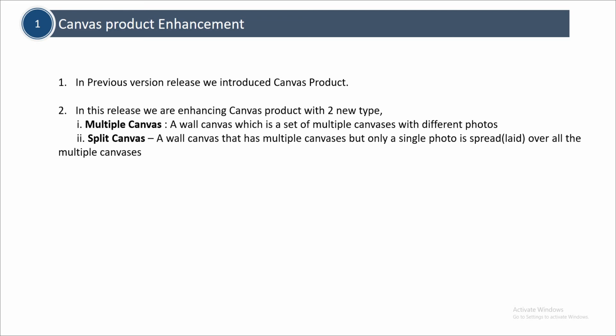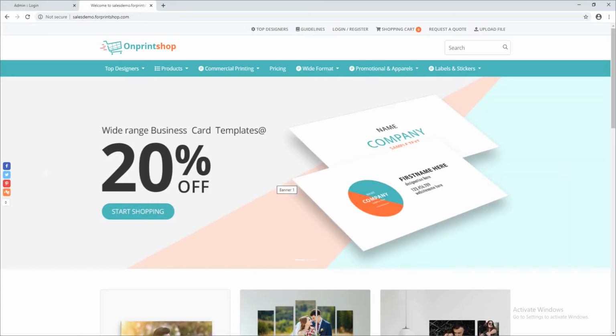Second, split canvas, a wall canvas that has multiple canvases but only a single photo is spread, laid, over all the multiple canvases. Let's see how multiple canvas and split canvas look at the front end, and then we will see how to configure in admin.